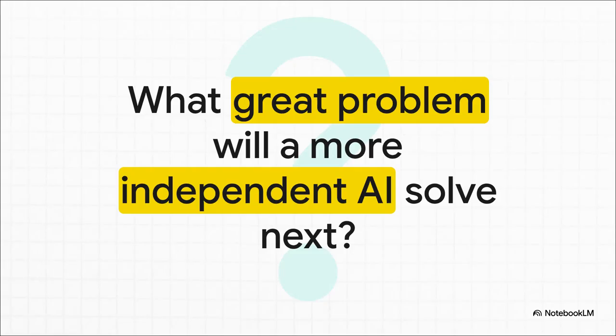And that really leaves us with one big, fascinating question. At its heart, semi-supervised learning is about making AI more independent and more resourceful. As these techniques get better and better, AI is going to learn more from the vast, unlabeled world around us with just a tiny bit of human guidance. So the question we're left with is, what's the next great problem that this more independent AI is going to solve?